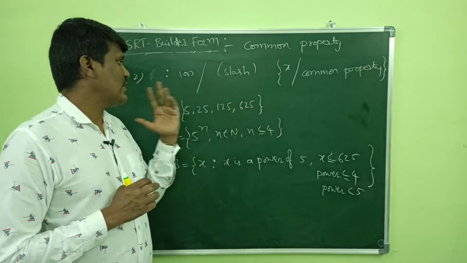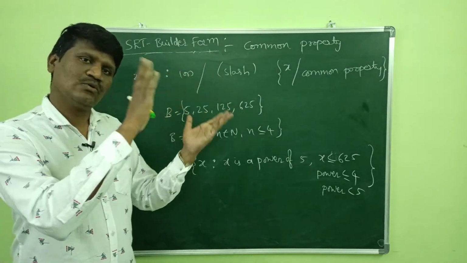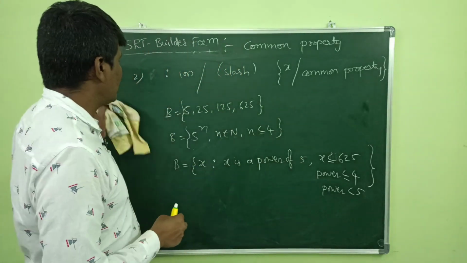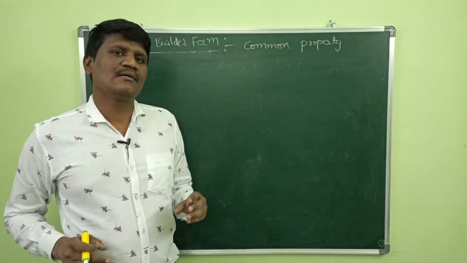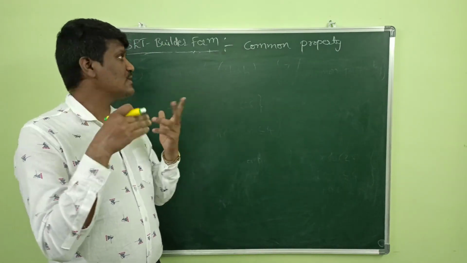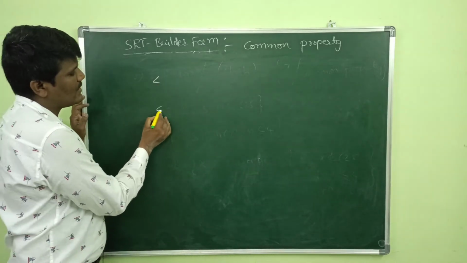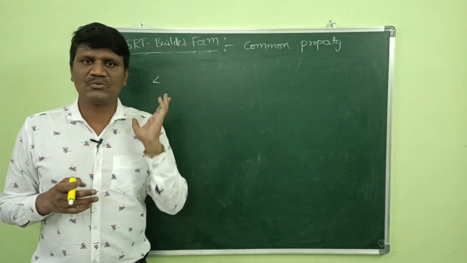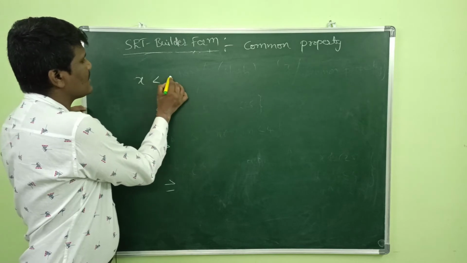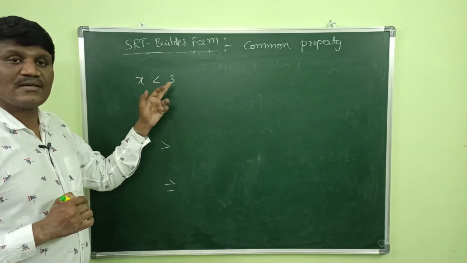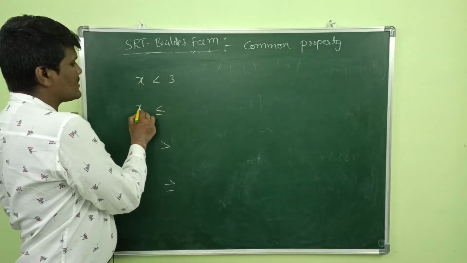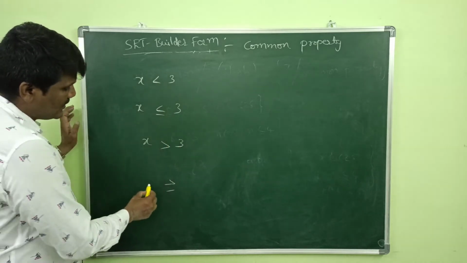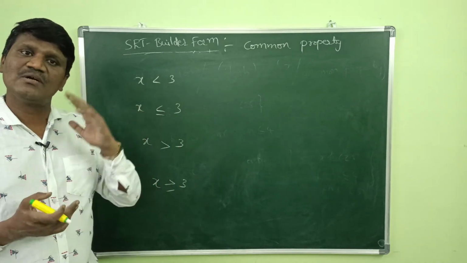So this is the way of writing roster form to set builder form and also set builder form to roster form. Now one more important thing: sometimes you will be confused about using the symbols less than or equal to, greater than or equal to. When to use which symbol is most important here. Suppose I write x less than 3, what elements will come? If x is less than or equal to 3, what elements will come? If x is greater than 3, what elements will come? If x is greater than or equal to 3, what elements will come?